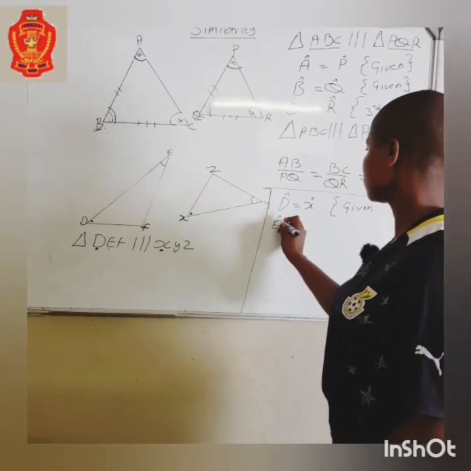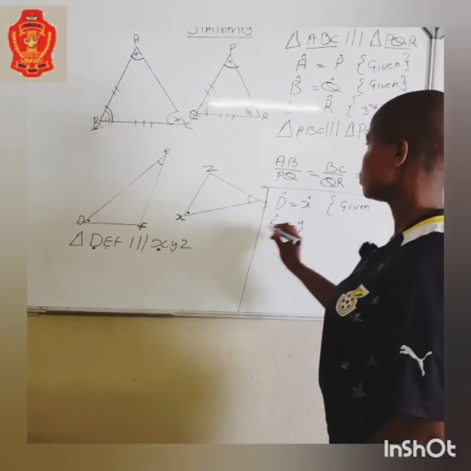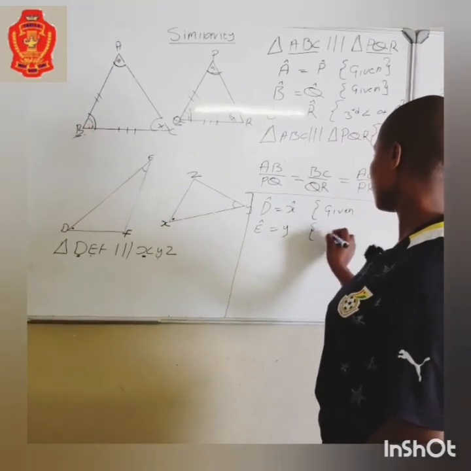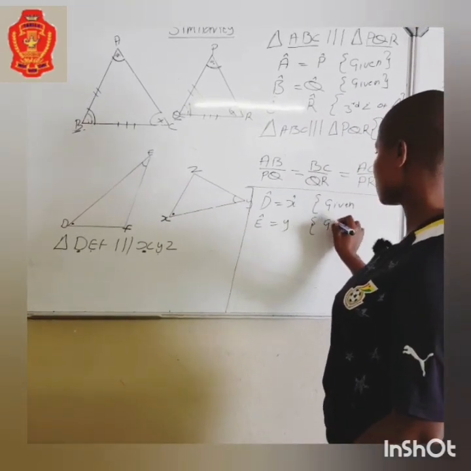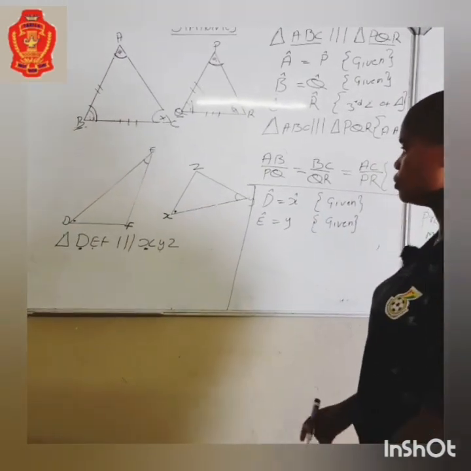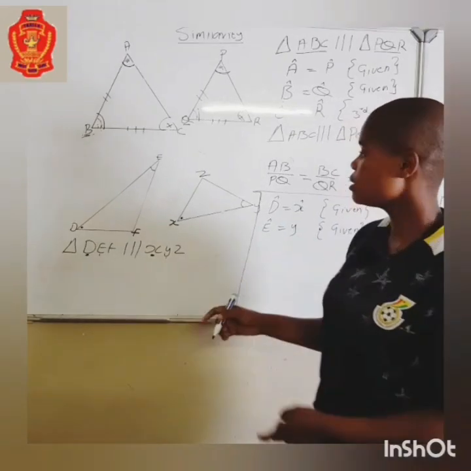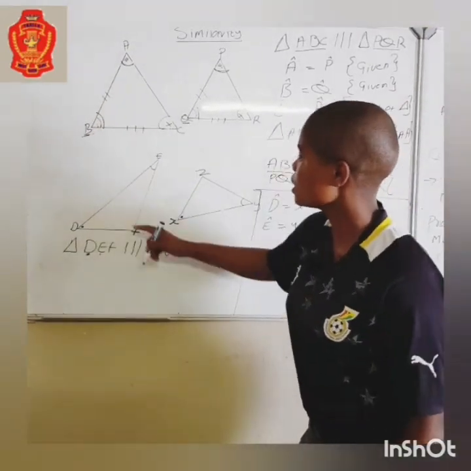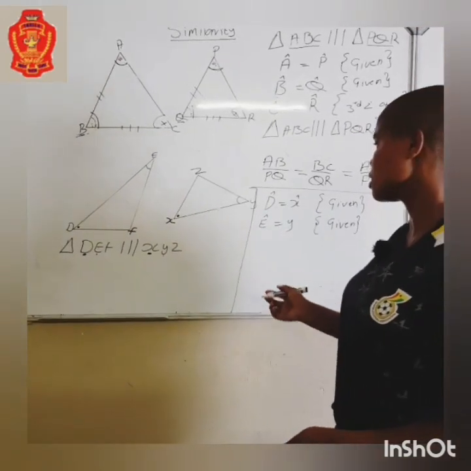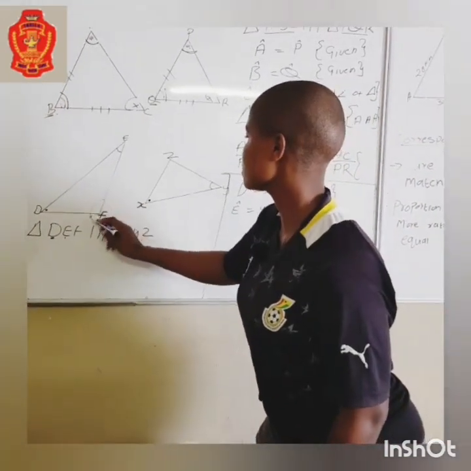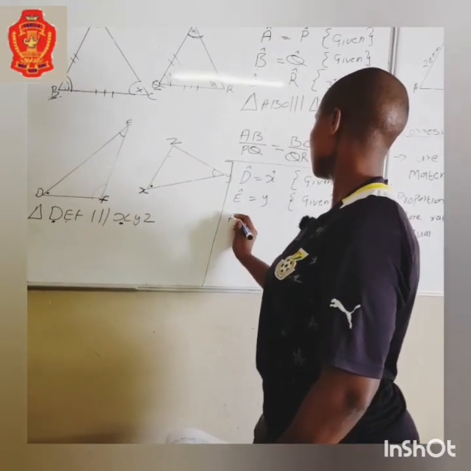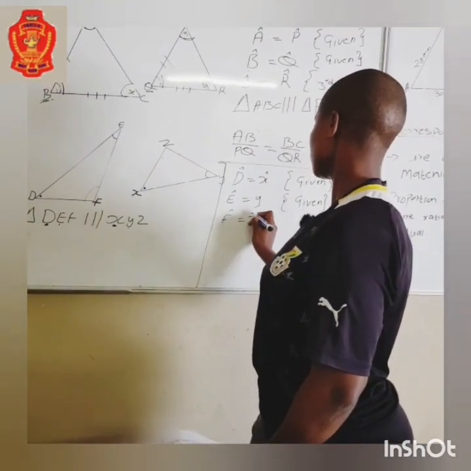Angle E is equal to angle Y. Even if you check angle E and angle Y, they are equal. Why? They are corresponding angles, but in this case, the information is given. Like I've mentioned earlier, when two sets of angles in both triangles are equal, the third angles are also equal. So we say angle F is equal to angle Z.